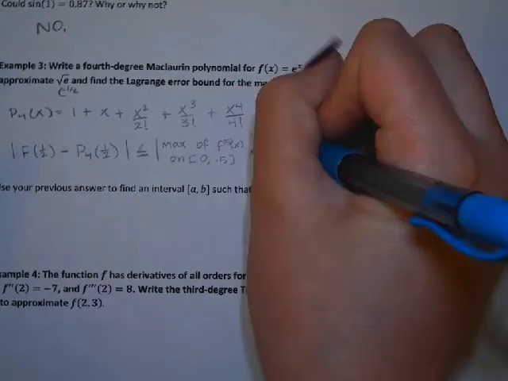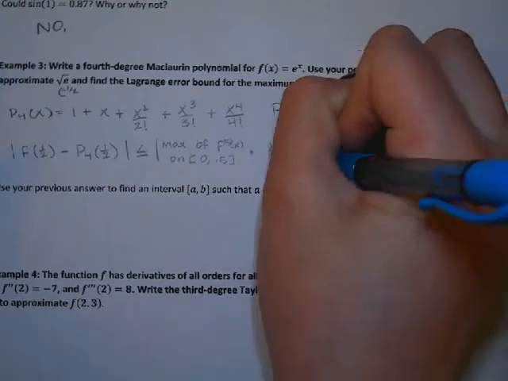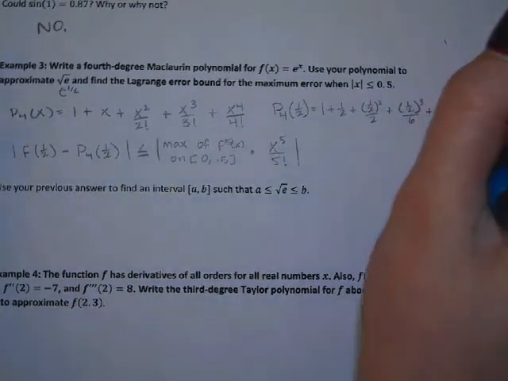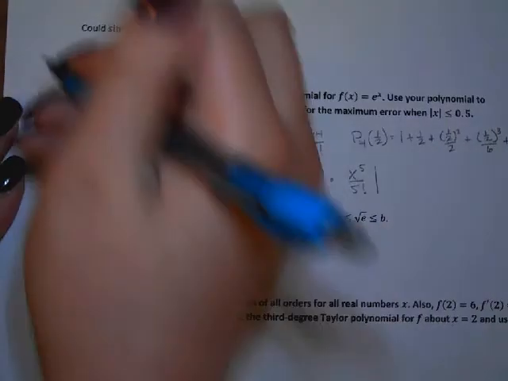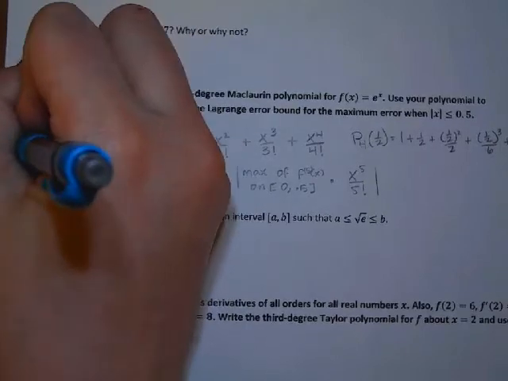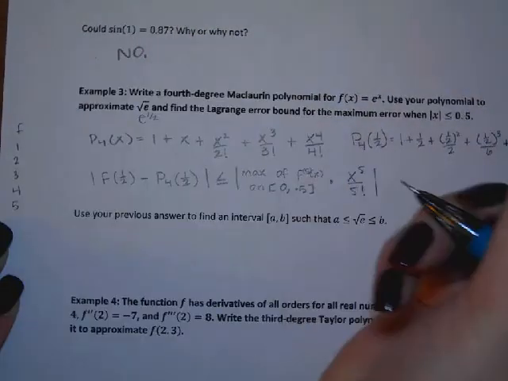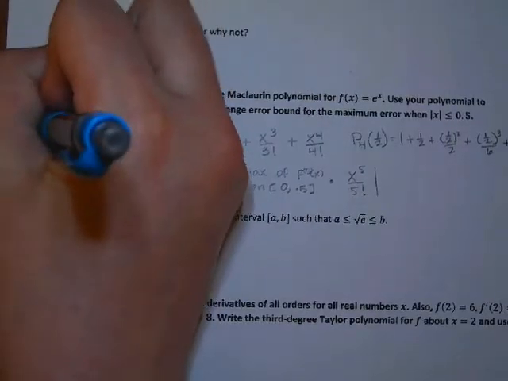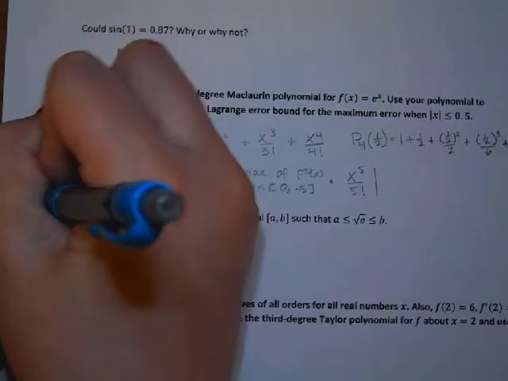Times x to the 5th over 5 factorial. Now, we don't know what these derivatives are, so let's go ahead and do them off to the side. Anyone know what the derivatives are? Because it's e to the x. So it's e to the x.